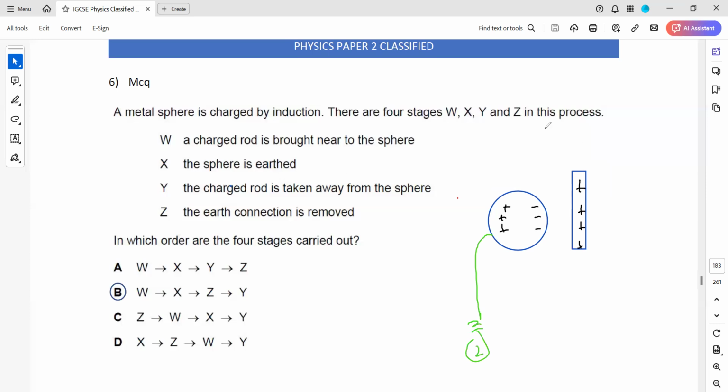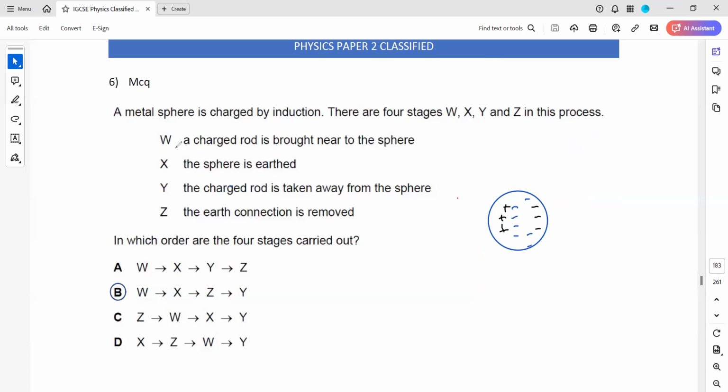Then when we connect an earthing wire, electrons will enter, so mostly it will be negative charge. Then what should we remove first? We should remove the earthing wire first, because if we remove the charged rod, then the electrons will go back to the earth. So we should remove the earthing wire first. Once the connection is removed, the electrons cannot move. And then at the last, we should remove the charged rod.